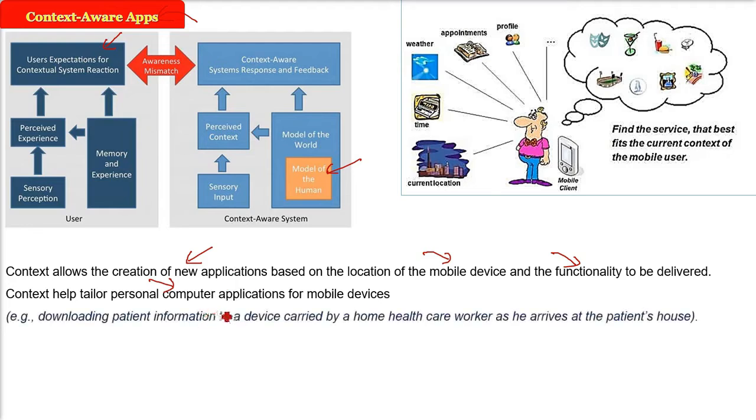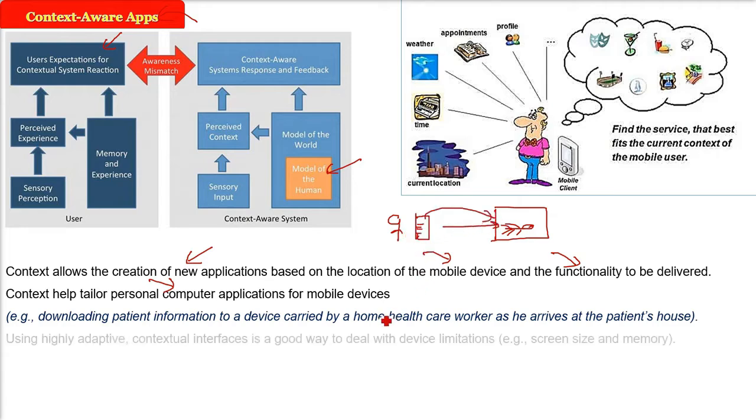I'll give an example. For example, there is a doctor or health worker. Now he wants to see someone as a patient in his house. Now the home health worker has a mobile device or an application. He gets all the information, and this is so good. Before going to him, he gets all the information on his app, on his mobile. So this is what I am talking about, context.